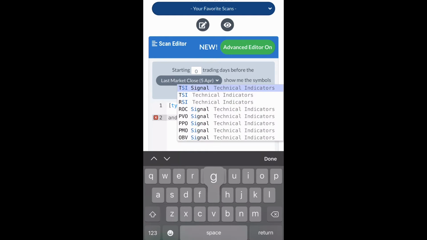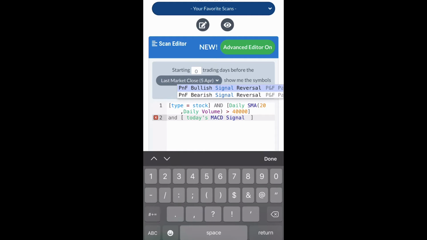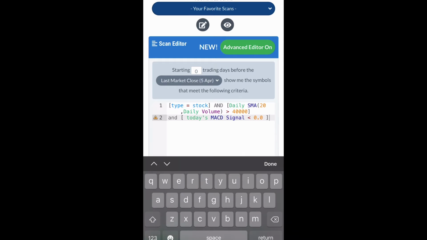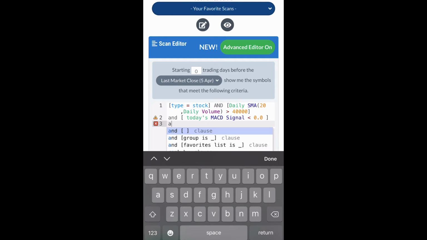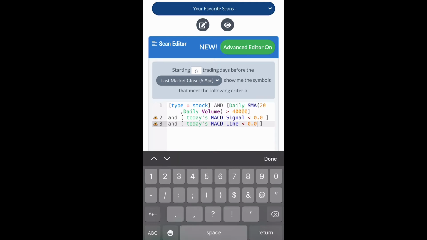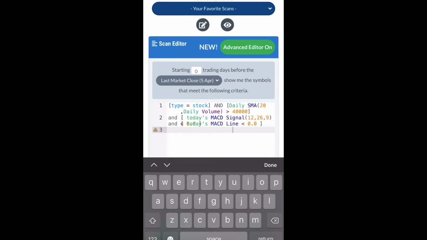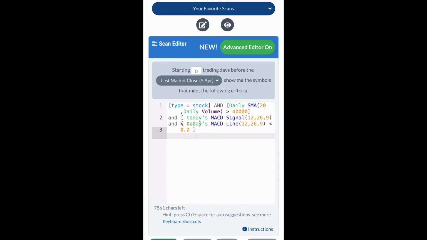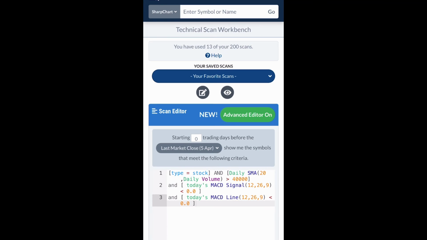So today's MACD signal is going to be less than zero. All right, you're going to see the caution signs. It's because I don't have any of the parameters, but we're going to go ahead and fix that after. And then we're going to see today's MACD line. We also want that to be under 0.0. All right, let's go ahead and update that. It looks kind of funky. Let me just switch that over real quick and we're good.